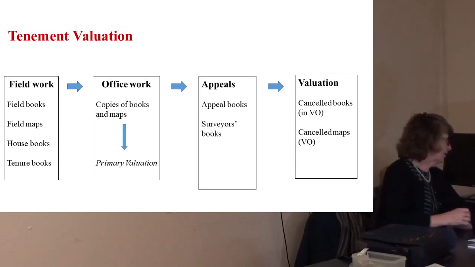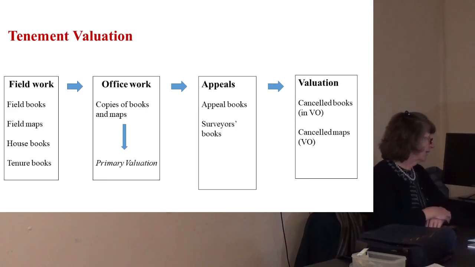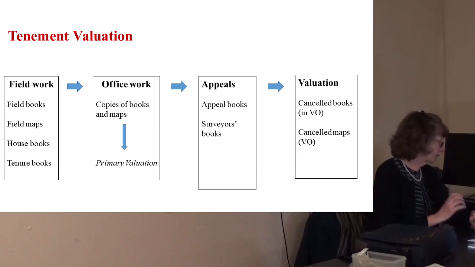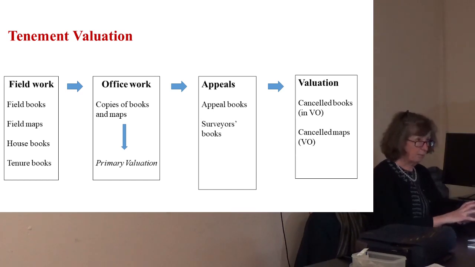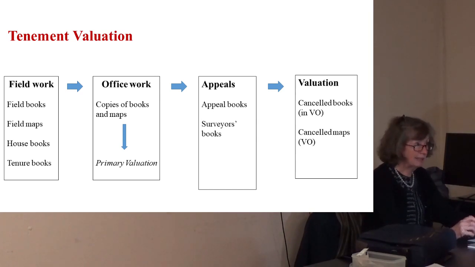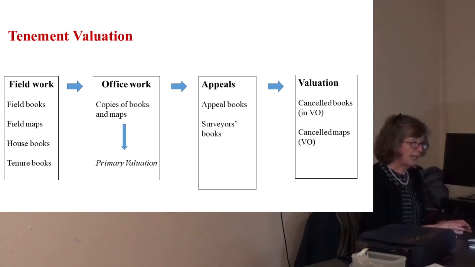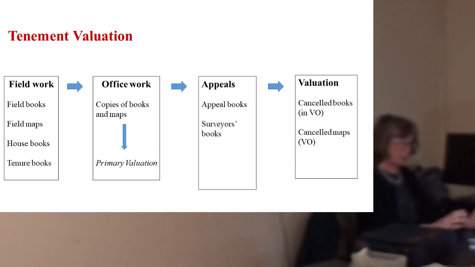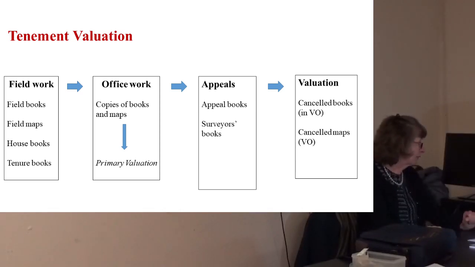In the tenement valuation, you have the same 4 stages of work, except that you have slightly different books. You still have field books, field maps, house books, and tenure books. Tenure books are new ones, where they compiled the information together, because in the tenement valuation vastly more information was being collected, especially because they were now, instead of valuing 2 or 3 houses in a townland, they might have 30 houses to value in a townland. So the number of records increased greatly in the tenement valuation.